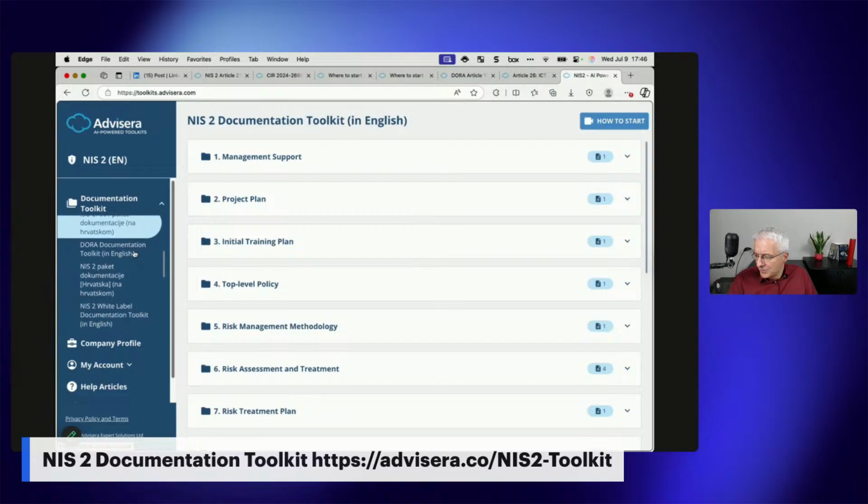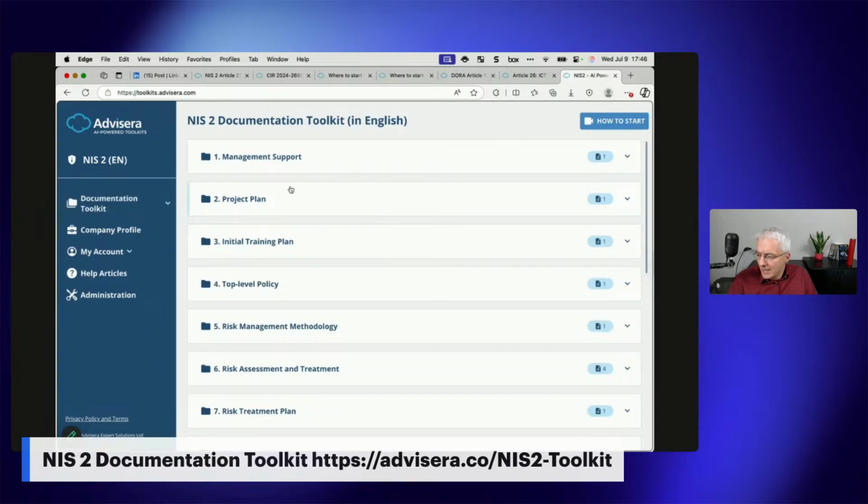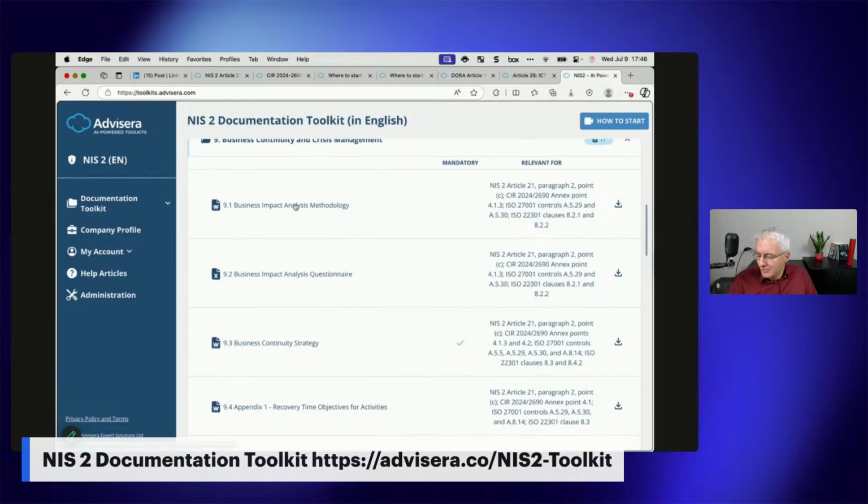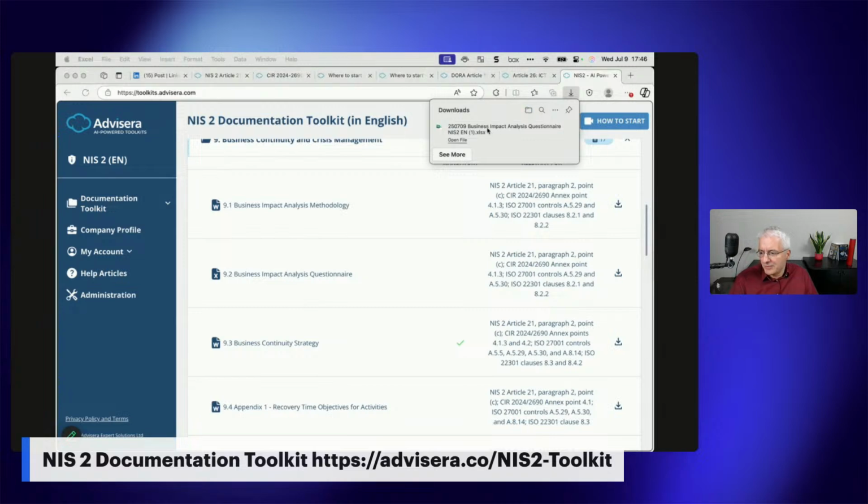For example, let me show you. This one is in Croatian, this one is in Italian, this one is in French for the Belgium market, this one is in Dutch for the Belgium market, and so on. But let me go to this business continuity folder. Here you have this business impact analysis methodology, and here you have this business impact analysis questionnaire. I already downloaded this questionnaire. Let me show you briefly how it looks.